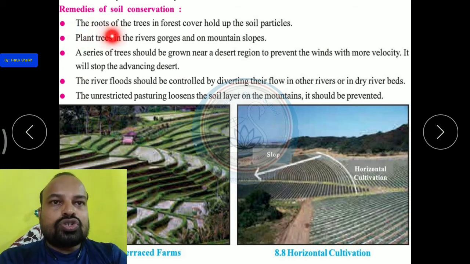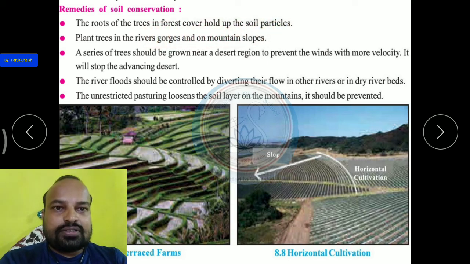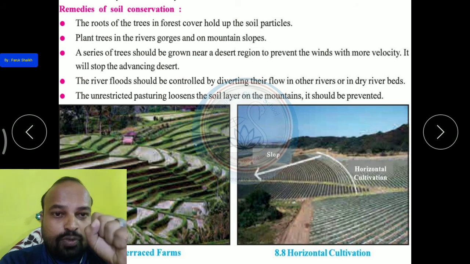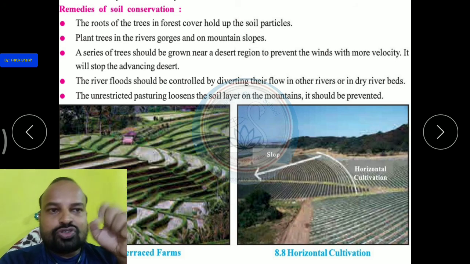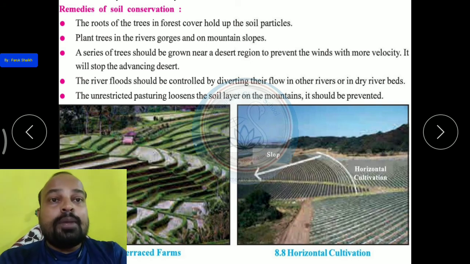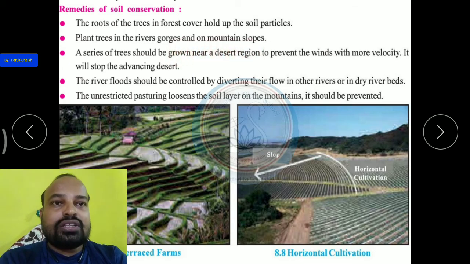The roots of the trees in forest cover hold the soil particles. The roots of the trees are very important, and they hold the soil particles, so even with very heavy rain, the soil will not be eroded by the force of the water. Second, plant trees in river gorges and on mountain slopes.